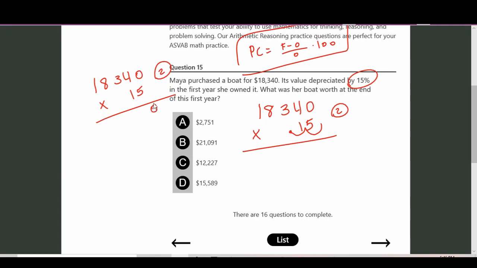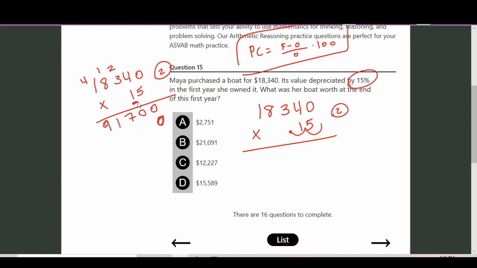5 times 0 is 0. 4 times 5 is 20. Carry the 2. 3 times 5 is 15, plus 2 is 17. Carry the 1. 5 times 8 is 40. Plus 1 is 41. Carry the 4. 5 times 1 is 5, plus 4 is 9.